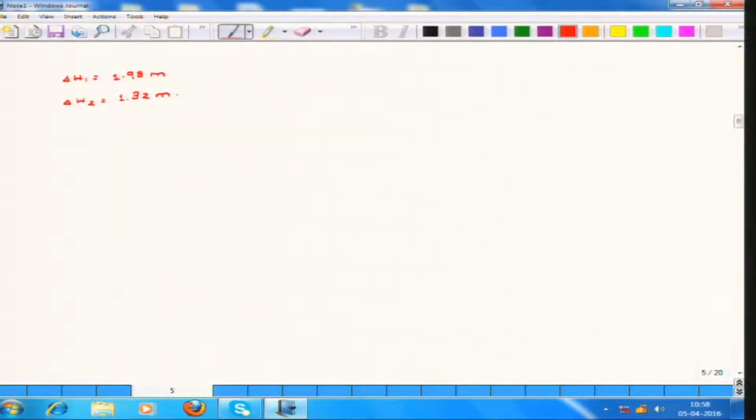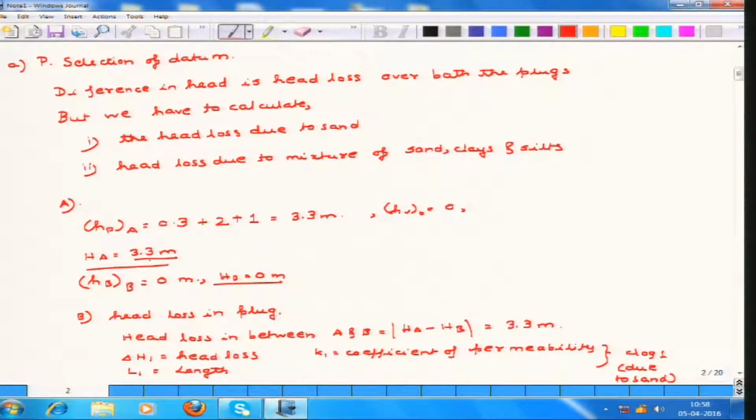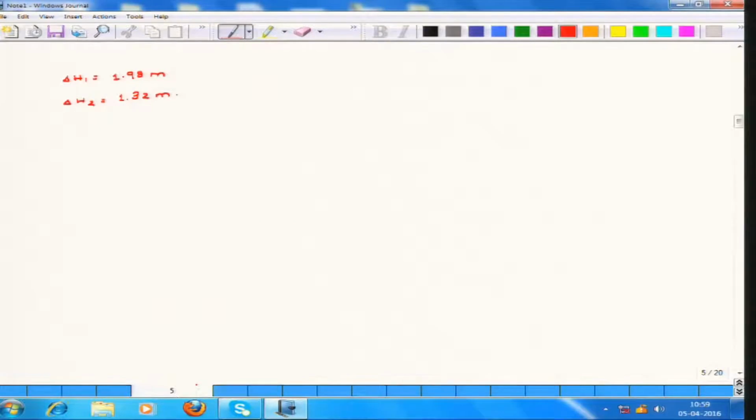Now, we have to find out the head loss at the point. We have found out what delta H1 is, and what delta H2 is. Now, we have to find out the head loss at the point C, that is the final head loss, because we already know that the head at the point A is 3.3 meter, the head at the point B is 0 meter, and now we have to find out the head at the point C. So, where is the point C?